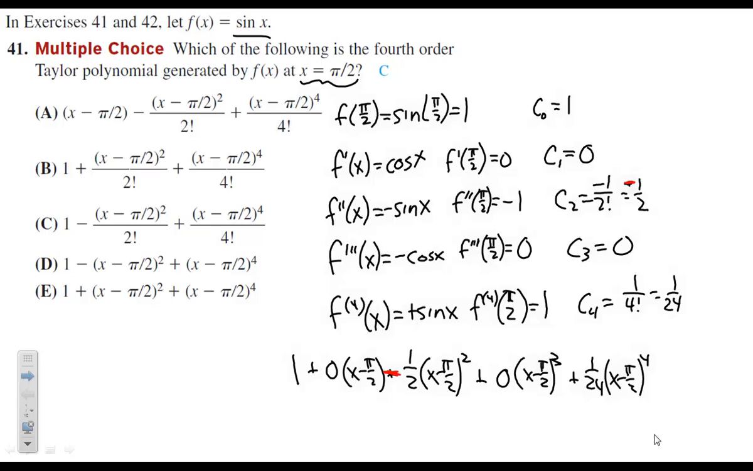All right. So what does this clean up to? It cleans up to 1 minus 1/2 times (x minus pi over 2) squared plus 1/24 times (x minus pi over 2) to the 4th. And that matches C. Now they left it in 4 factorial. I called it 24th, but indeed the answer is C.